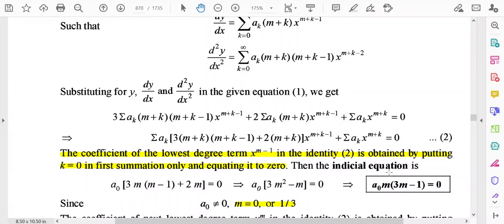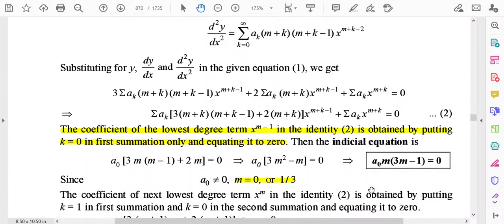This is the important step for the Frobenius method, because depending on this step, there are different types of cases, and for the different types of cases, different types of solutions are obtained. So when you calculate the coefficient for the lowest degree term x to the power m minus 1 and make it 0, from that step you will obtain a special equation that is known as the indicial equation. So from the indicial equation, you will obtain the values of m.